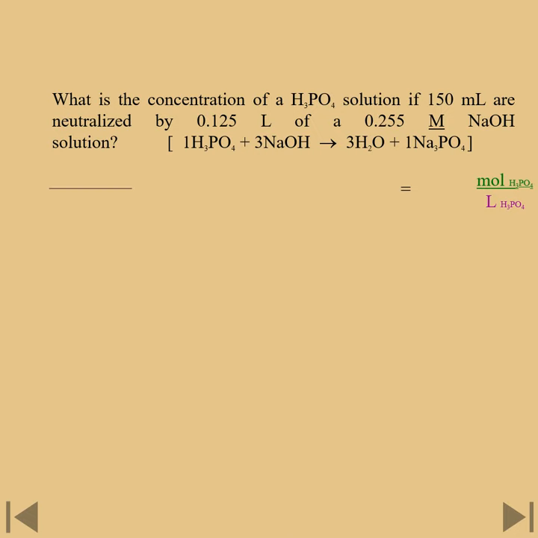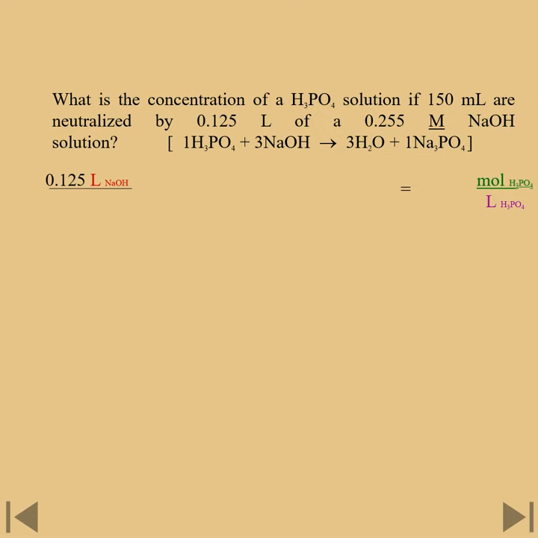Step 2, if we're finishing with 1 unit per another, then we're starting with 1 unit per another. And now I have 150 milliliters of phosphoric acid solution and 0.125 liters of the sodium hydroxide. We've already identified that 0.255 molar is not a single unit. So between the milliliters of phosphoric acid and the liters of sodium hydroxide, which is going to go on the top? And it's actually the liters of sodium hydroxide.